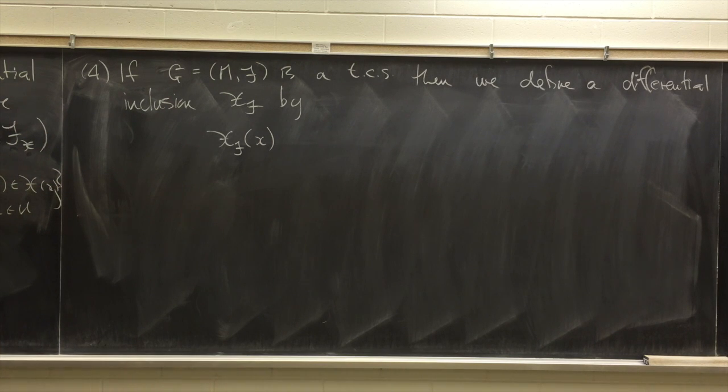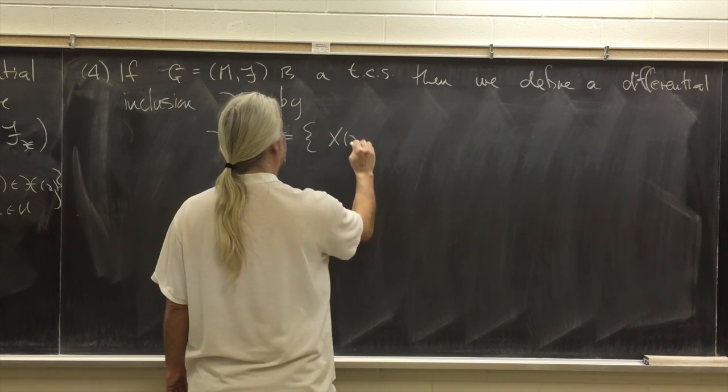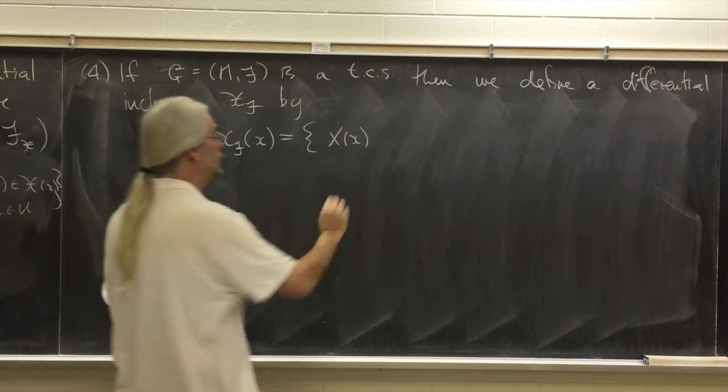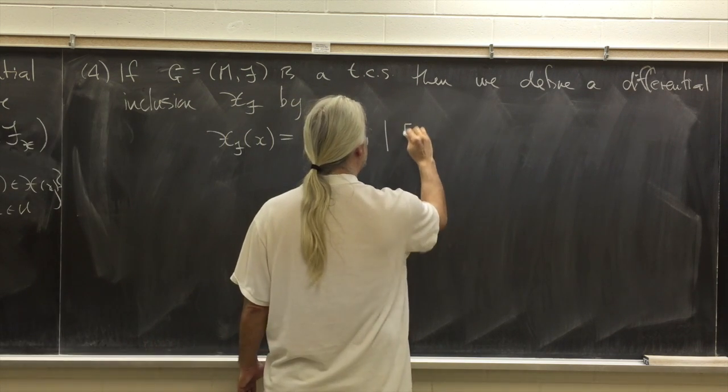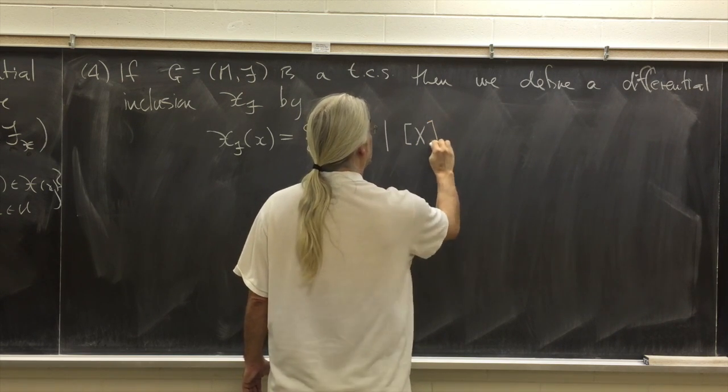Okay, so I need to give you a subset of the tangent space at X. And this is simply going to be the tangent vectors at X which are evaluations of vector fields which are in the stalk of the presheaf.